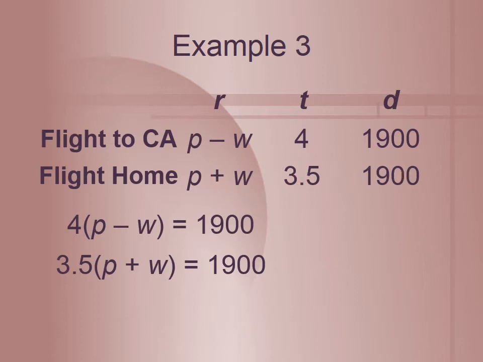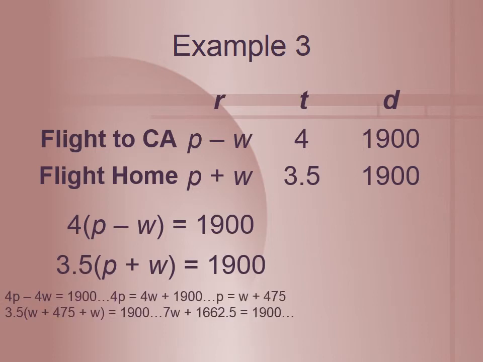So now that we have two equations, the first thing we want to do is solve for one variable. So I'm going to take this first equation and I'm going to solve for P. So the first thing I want to do is distribute. So I get 4P minus 4W equals 1900. Then I'm going to add 4W to both sides. So I get 4P is equal to 4W plus 1900. Then I'm going to divide everything by 4, and I get P is equal to W plus 475.